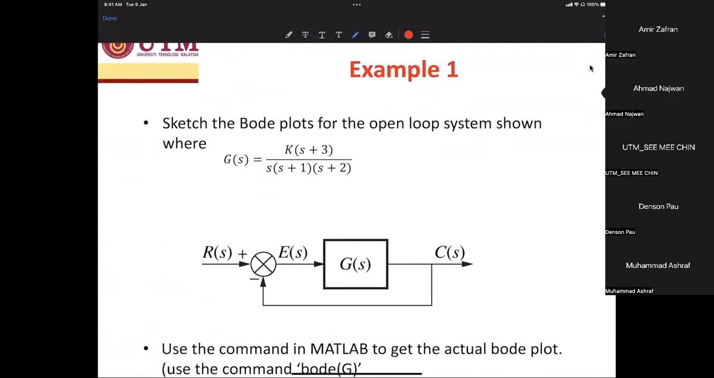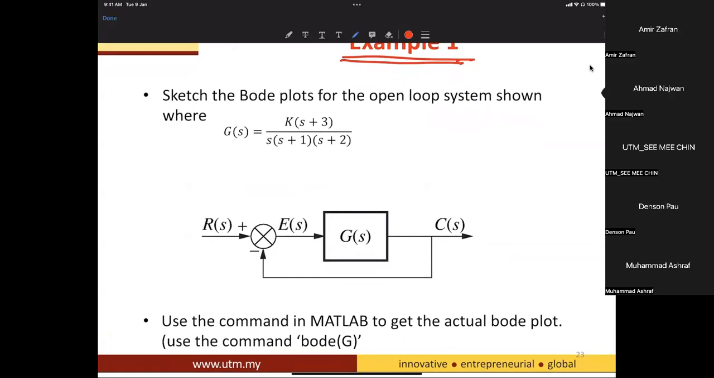All right, so example 1. Sketch the Bode plot for the open loop system shown here, K (s plus 3) over (s plus 1)(s plus 2). So what should we do now? If you want to plot by computer, you just key in this one, then you get the Bode plot. Or if you want to use a straight line approximation, of course, you have to normalize first.